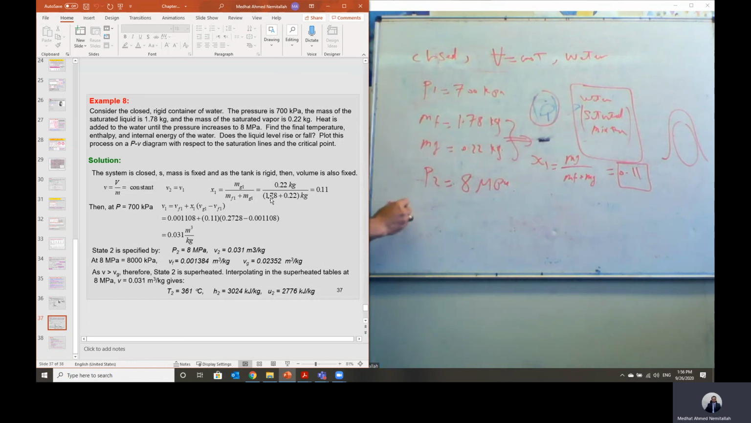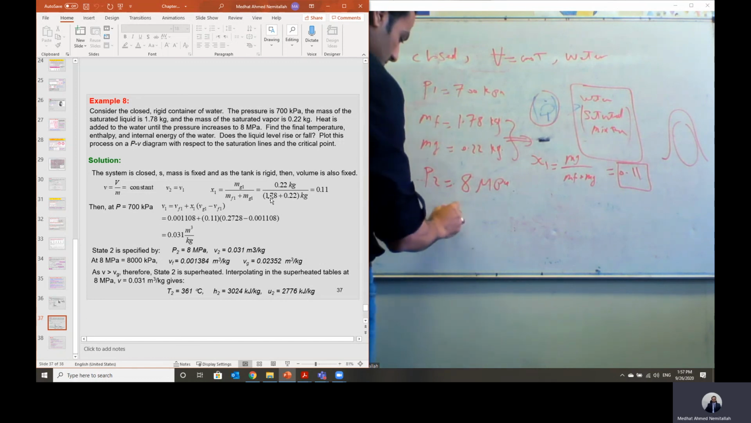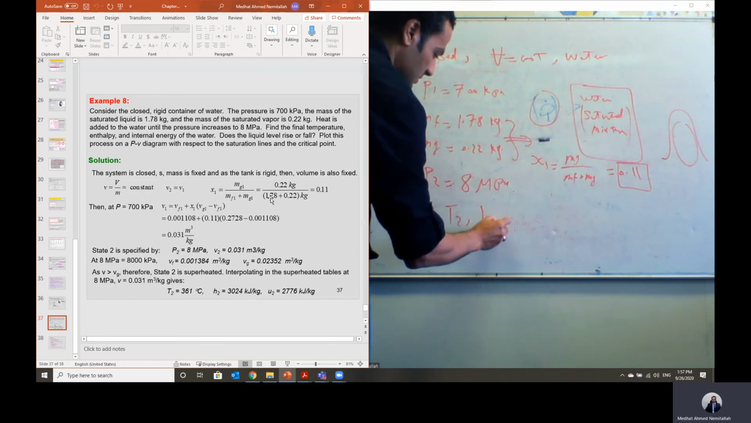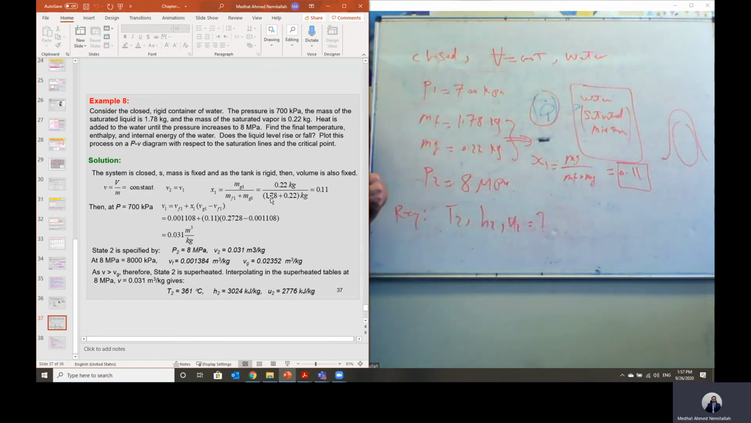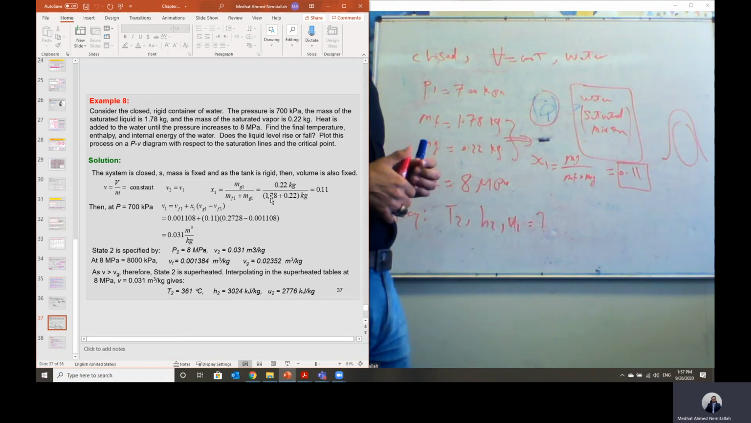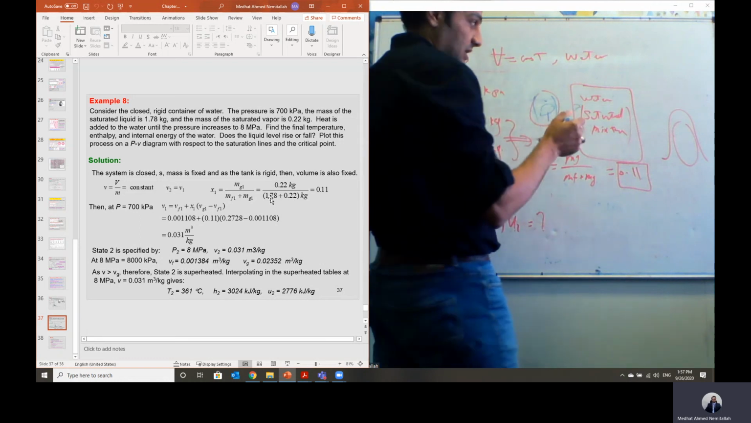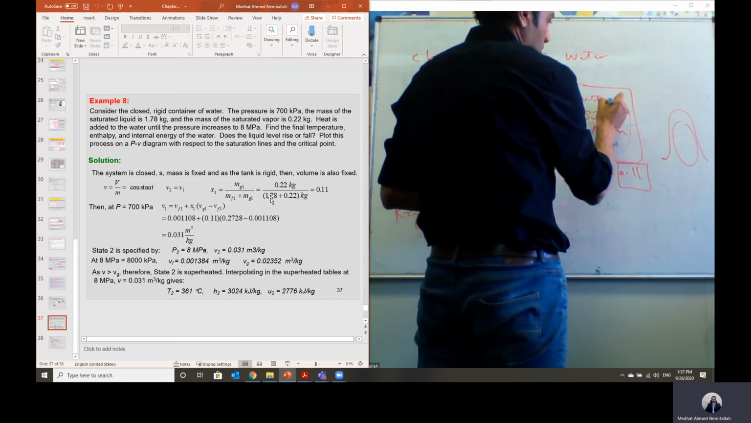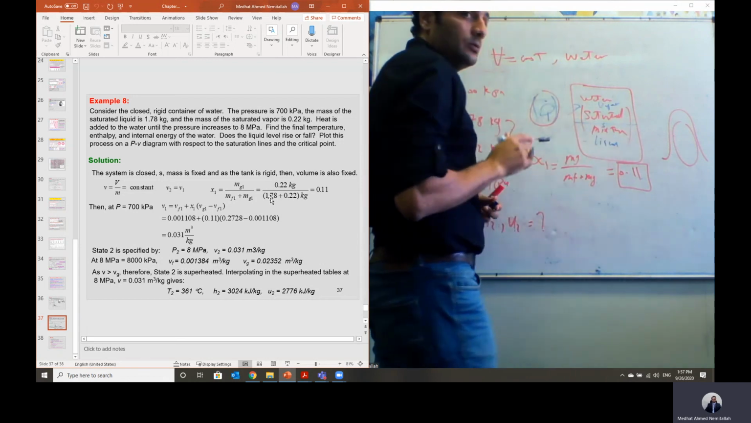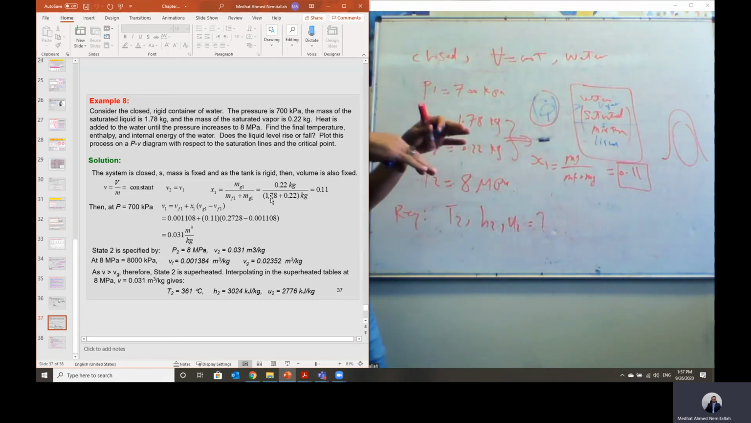We need to calculate the final temperature T2, enthalpy H2, and the internal energy U2. We need to calculate all of these values. And he also asked whether the level of the water will be raised or reduced inside this tank. As we have a saturated mixture, we have liquid and we have vapor here. This is the level of the liquid. We need to see if the level of the liquid will go up or down after this process.